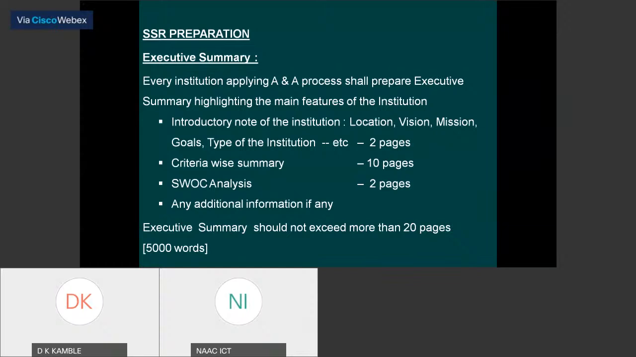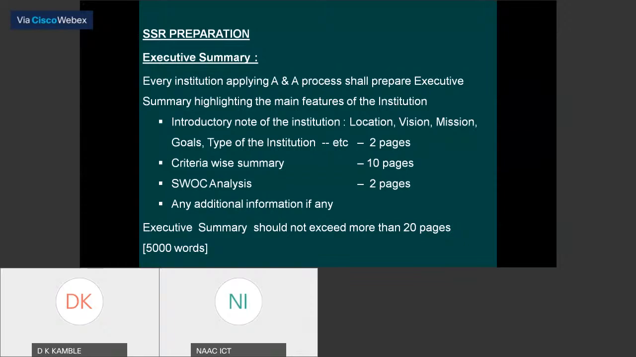Criteria-wise summary should not be more than 10 pages. And institutional strengths, weaknesses, opportunities and challenges. That SWOT analysis is also very important.